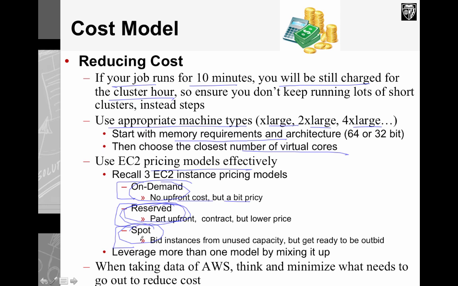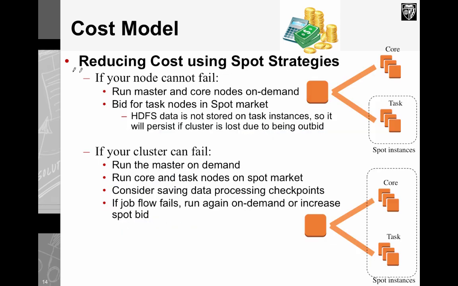And you can actually mix and match all these different types. For your core, you may want to use on-demand or reserved, and for your task nodes, you may want to just go ahead and use the spot instance types. So you can actually mix and match. You may want to think about your cost, especially if you're dealing with a lot of data and a lot of processing. Let's look at how to reduce cost using spot strategies.